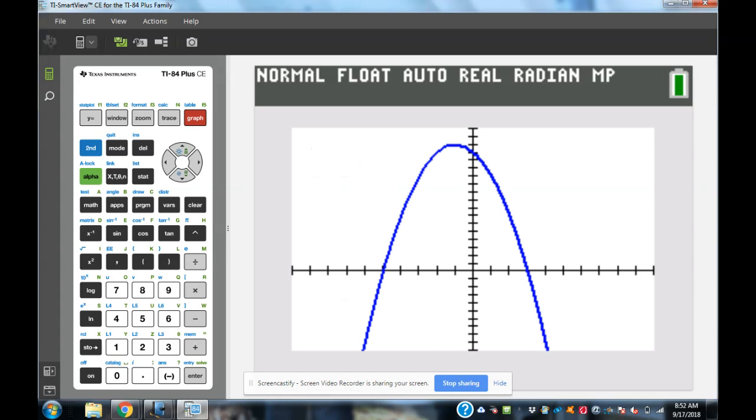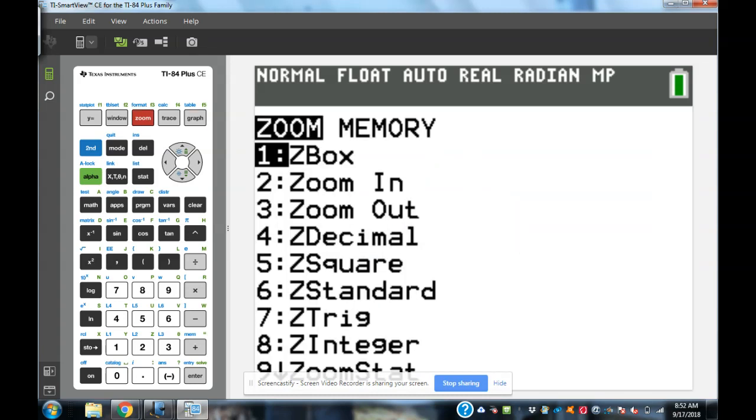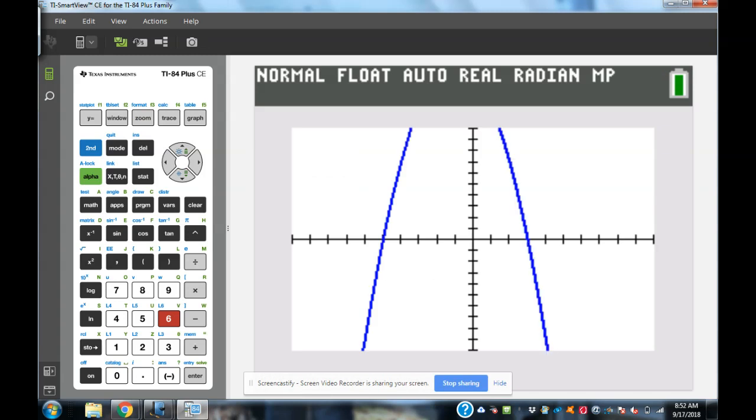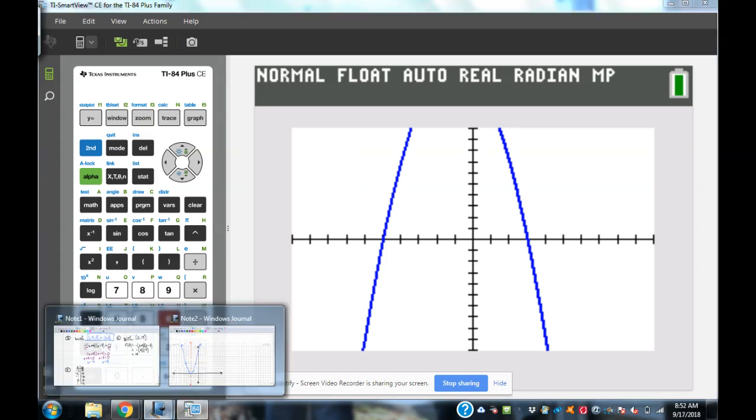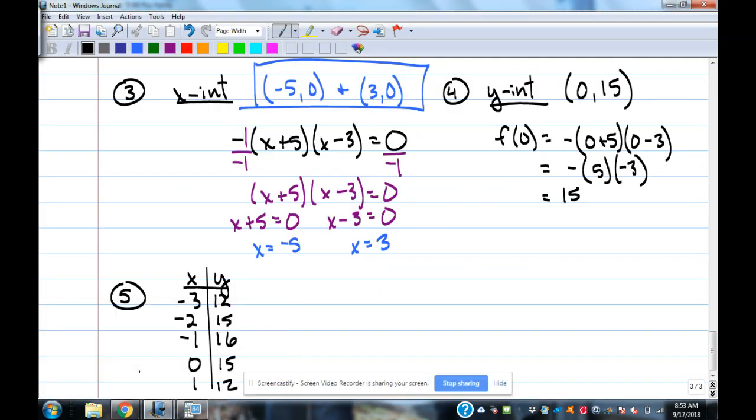And if I want to go back to the regular normal window, how do I do that? Zoom 6 goes back to the 10 by 10. Zoom 6 is always going to give you 10 by 10. You can adjust it if you need to out of that. That's handy knowledge to have. You should be able to plot those points from that table and make a graph by hand if you needed to. We know the axis of symmetry is going to be that dotted line, goes right down the middle of it. So that shouldn't be an issue.